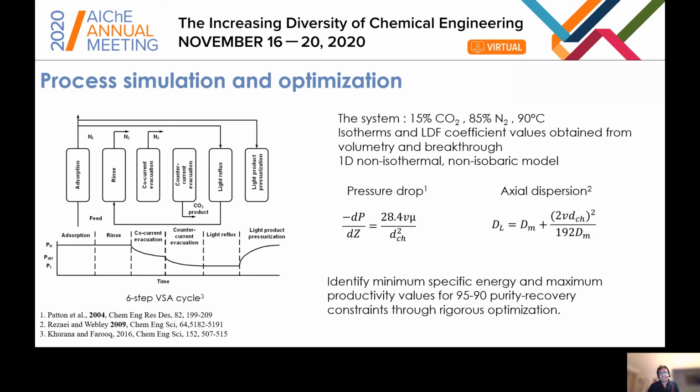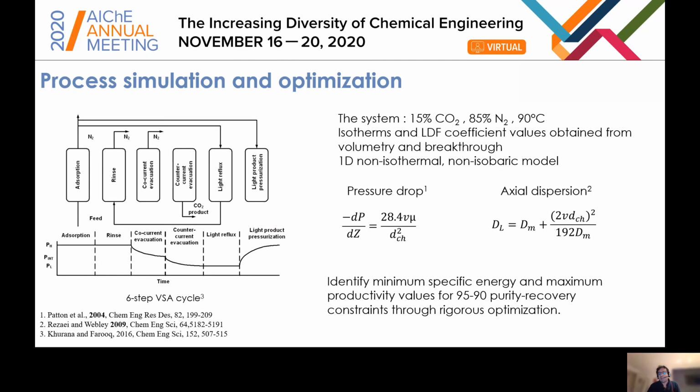Then the adsorption step is followed by a rinse step. The purpose of the rinse step is to enhance the concentration of CO2 inside the column. After the rinse step, we do a co-current evacuation step where the column is evacuated to an intermediate vacuum pressure to remove the remaining nitrogen in the bed.